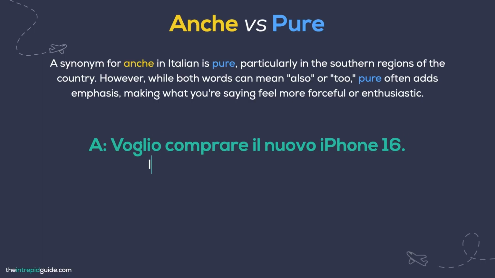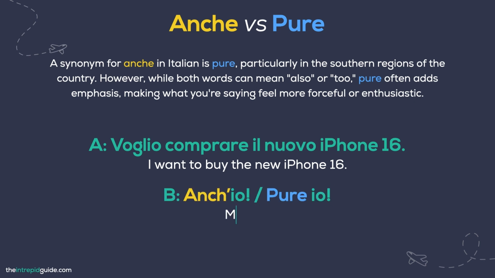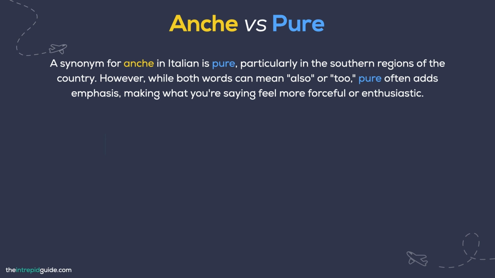Voglio comprare il nuovo iPhone 16. I want to buy the new iPhone 16. Anch'io. Pure io. Me too. In this example, anch'io and pure io mean exactly the same thing. You're agreeing that you want to get that shiny new phone too.